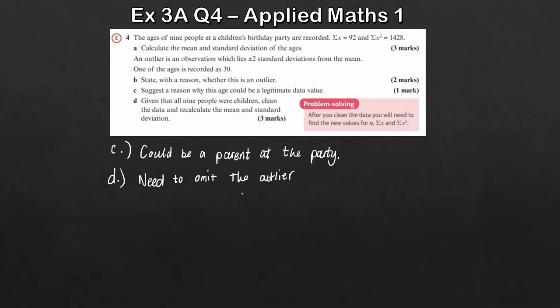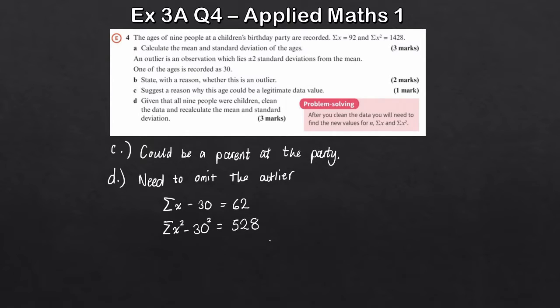So how do we omit the outlier? Well, for example, if I take sigma x and I subtract 30, then that's what the sum of the ages would be without that 30, which would be 92 minus 30, so that's 62. And if we do the same for sigma x squared, obviously we'd have to subtract 30 squared off here. Okay. So that's 1,428 minus 900 to give us 528 there.